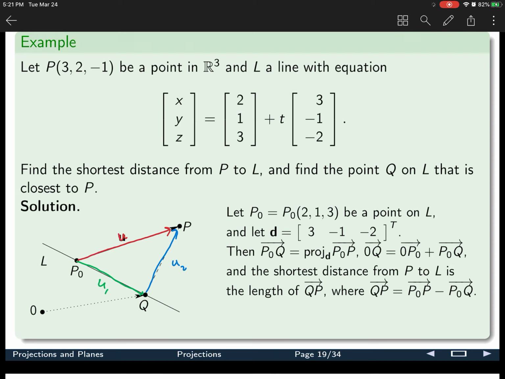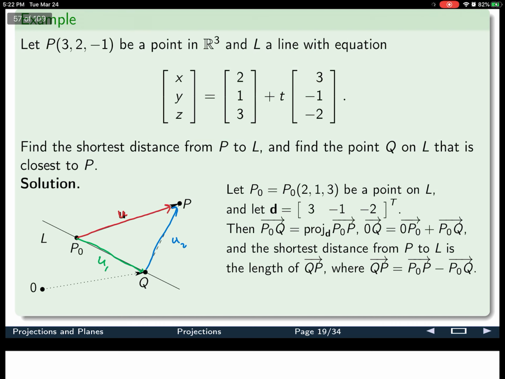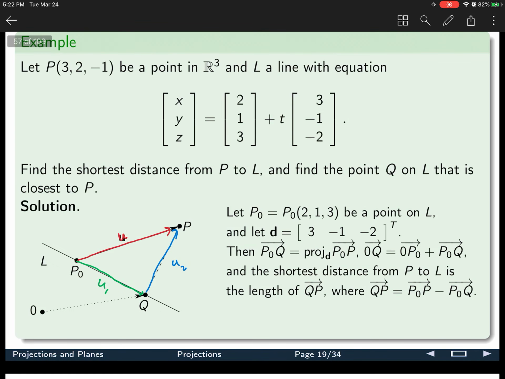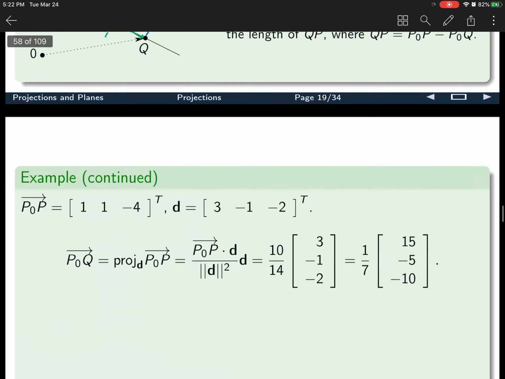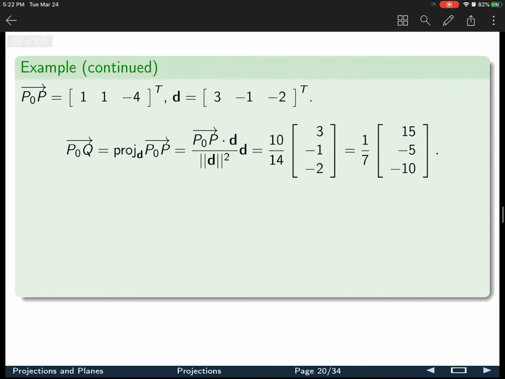And if we want to find, say, the distance between P and Q, those 2 points, that's really just the vector u2, or it's the length of that vector u2. And so that'll be pretty easy to do once we find the projection of u onto L. All right. Here we'll go on to the next slide so that we can start to see some math.